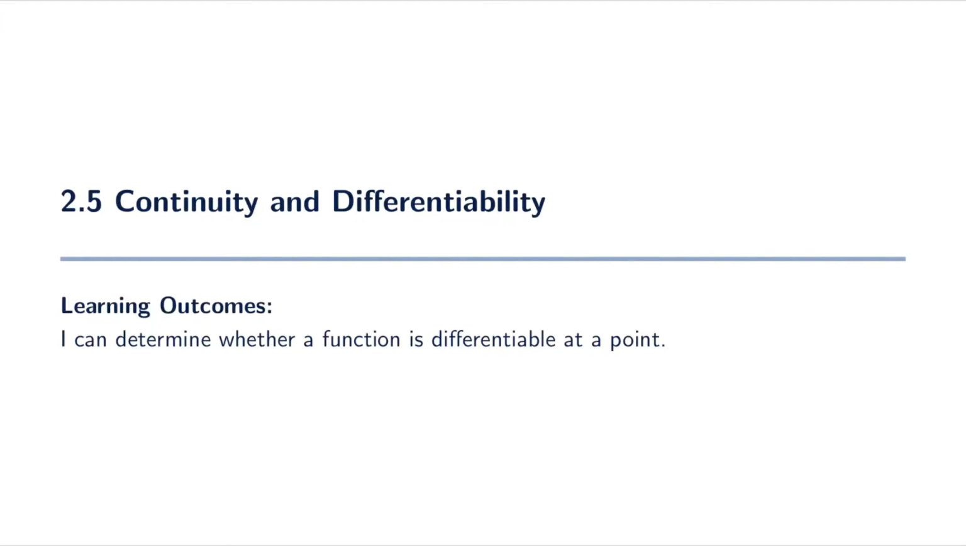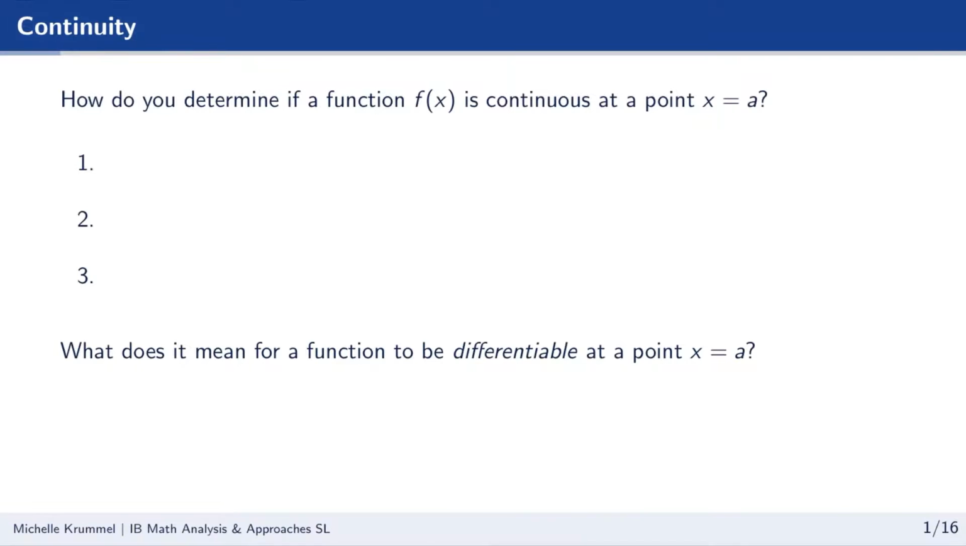Hello, in this lesson we're going to be looking at continuity and differentiability and trying to determine whether a function is differentiable at a given point. So let's review our three-part definition of continuity. How do we determine if a function f of x is continuous at a point where x equals a? Well, first of all, we need to have f of a defined, or we can say f of a exists.